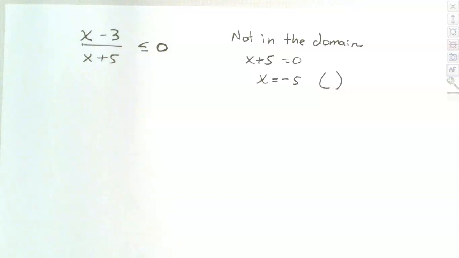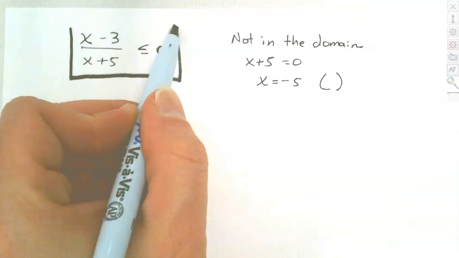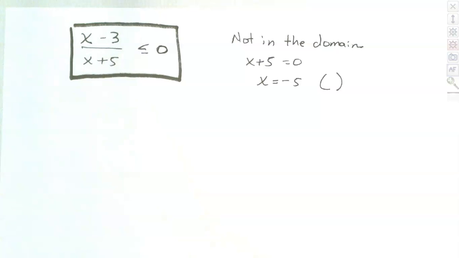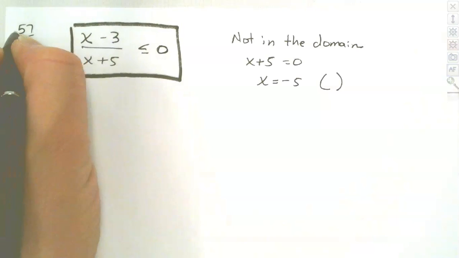Now, once we have that negative 5, and by the way, always try to box your original inequality because that's what we're going to have to check it in. So when we check these, we're going to check them in our original. And this is question 57 out of your textbook.